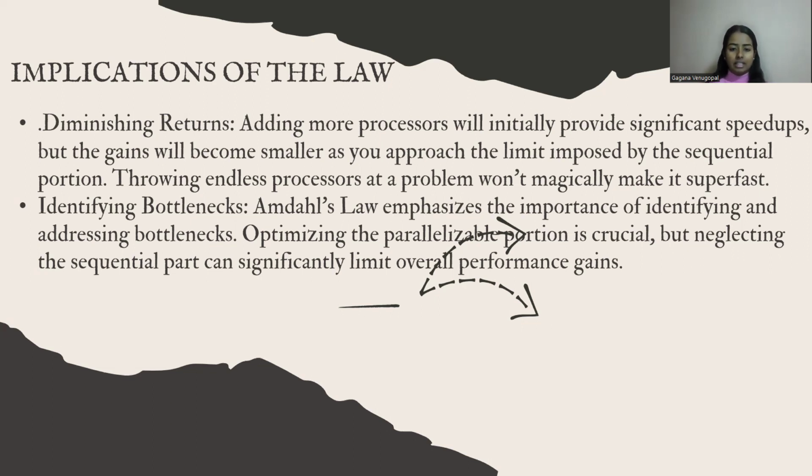Identifying the bottlenecks. Amdahl's law emphasizes the importance of identifying and addressing bottlenecks. Optimizing the parallelizable portion is crucial, but neglecting the sequential part can significantly limit overall performance gains. Here, these are the two implications: diminishing returns and identifying bottlenecks.